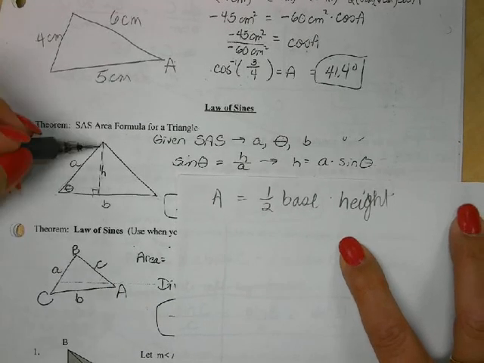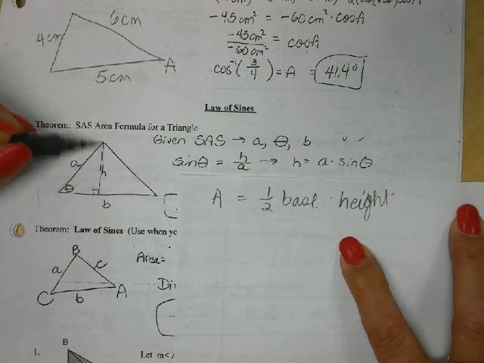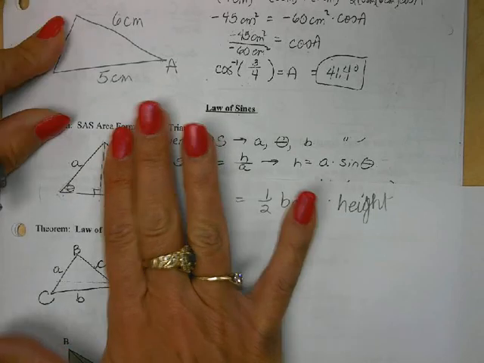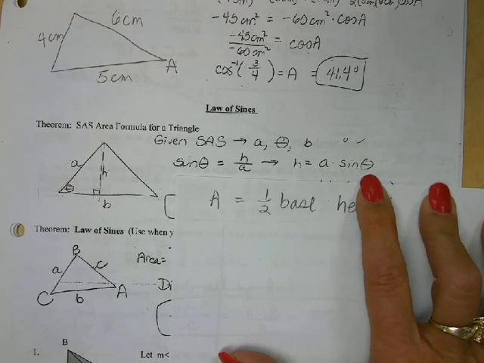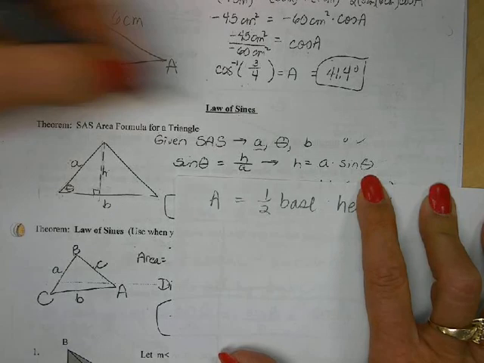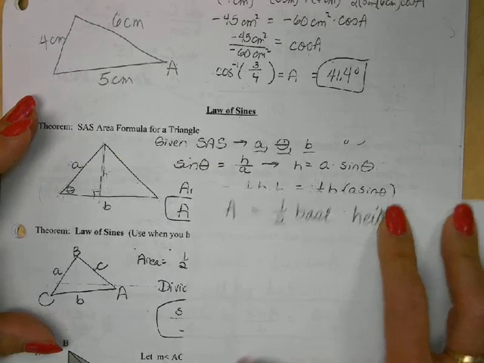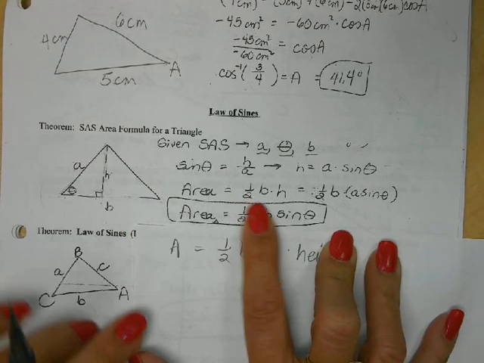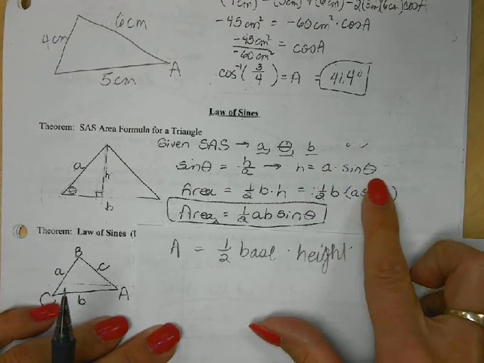So I know within my little picture, looking at this little right triangle over here, that the sine of this angle is opposite over hypotenuse, where the opposite is this little h. That means the height would equal this hypotenuse times the sine of that angle. And remember, we're being given the little side A, the angle theta, and the B. So if I want to find the area of the triangle, I know the area is 1/2 this base times the height, but I'm doing a substitution. I found out that the height was equal to A times the sine of theta.